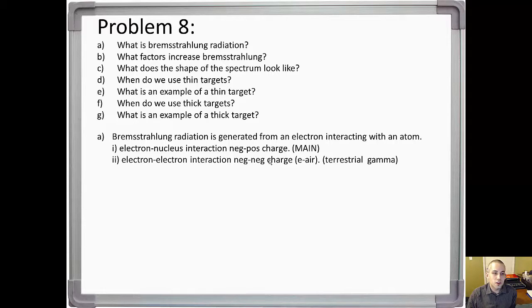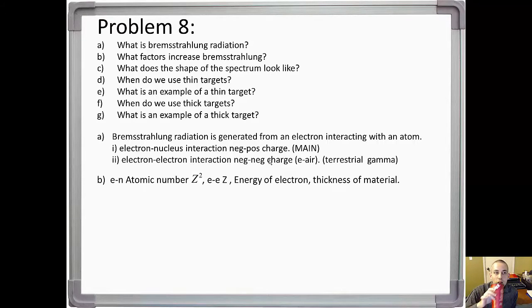This is going to be an electron coming in. The nucleus charge is going to interact with the electron. It's going to provide a momentum change to the electron, and the momentum change is going to generate the Bremsstrahlung radiation. The second and less dominant interaction is from an electron-electron interaction, or a negative-negative charge. This form of Bremsstrahlung radiation creates terrestrial radiation in air.